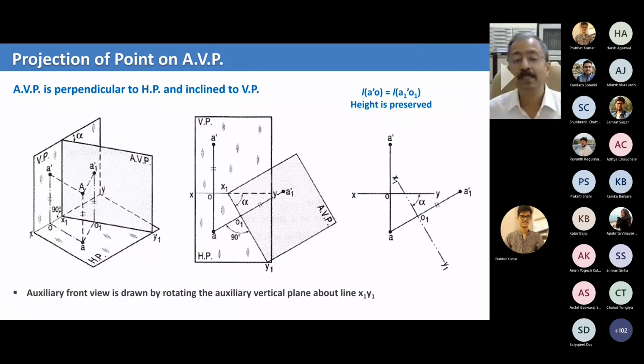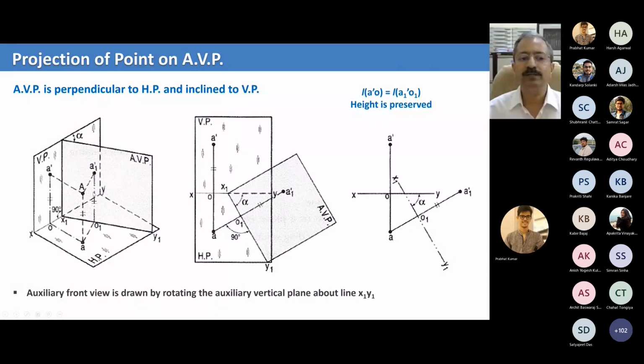An auxiliary vertical plane, in the sense that the height of point A from the horizontal plane, as projected in any vertical plane, has to be the same. In other words, your OA dash and O1 A1 dash distance has to be the same. Both represent the height of point A above the horizontal.